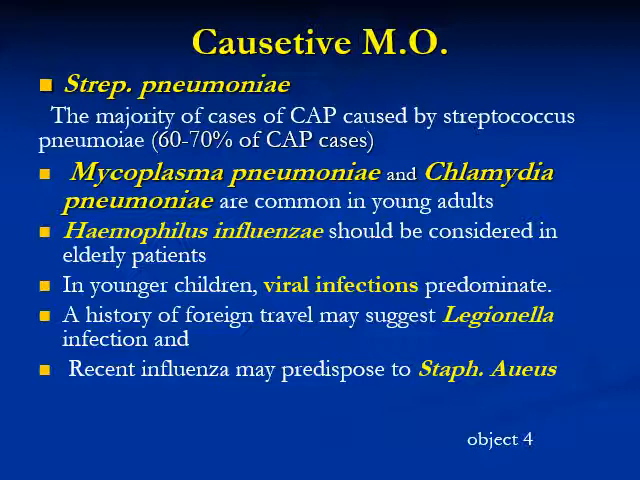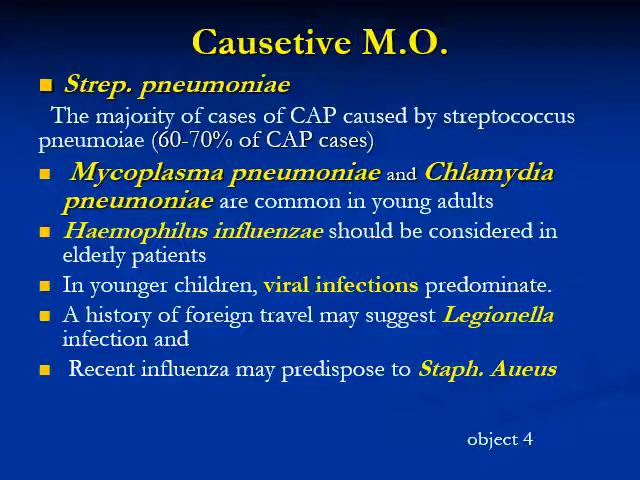The other microorganisms are Mycoplasma pneumoniae and Chlamydia pneumoniae. These are common in young adults. Mycoplasma pneumoniae can cause atypical pneumonia. I'll come to it later on. Other microorganisms, Haemophilus influenzae, should be considered in elderly patients, especially those who have COPD, chronic obstructive pulmonary disease. Pneumonia in a patient with COPD is mainly caused by Haemophilus influenzae.